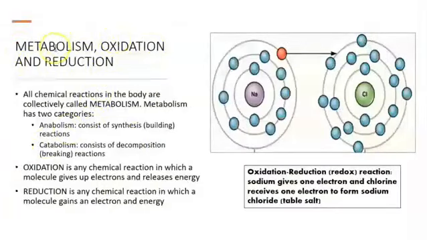Metabolism, oxidation, and reduction. All the chemical reactions that happen in your body fall under the category of metabolism. The chemical reactions that build fall under the category of anabolism. All the chemical reactions that destroy fall under the category of catabolism. Oxidation and reduction. A chemical reaction can be an oxidation or a reduction, because this one is going to oxidize by giving electrons, and this one is going to be a reduction because it receives electrons.